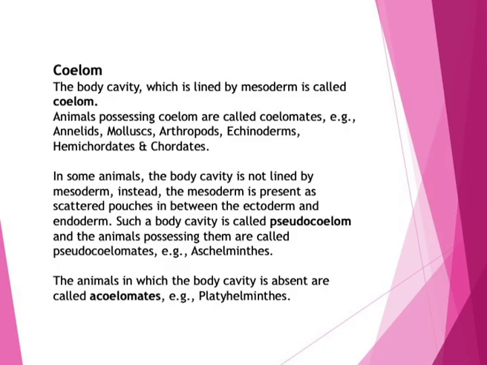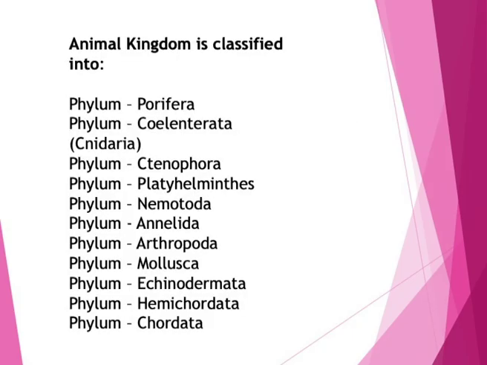Example, Platyhelminthes. Now, the animal kingdom is further classified into so many phyla: Porifera, Coelenterata, Ctenophora, Platyhelminthes, Nemathelminthes, Annelida, Arthropoda, Mollusca, Echinodermata, Hemichordata and Chordata. Now let us see the outline of classification of animal kingdom.